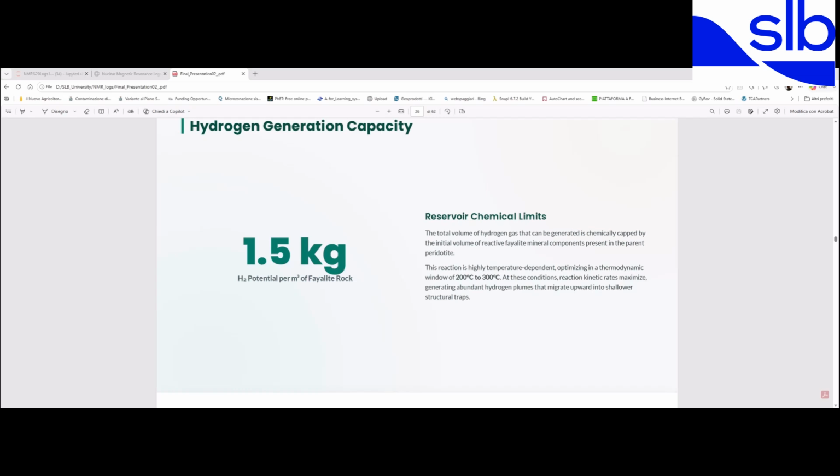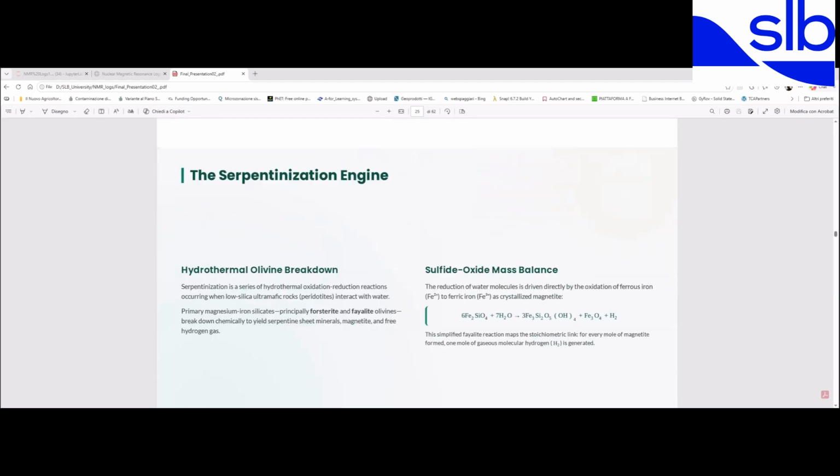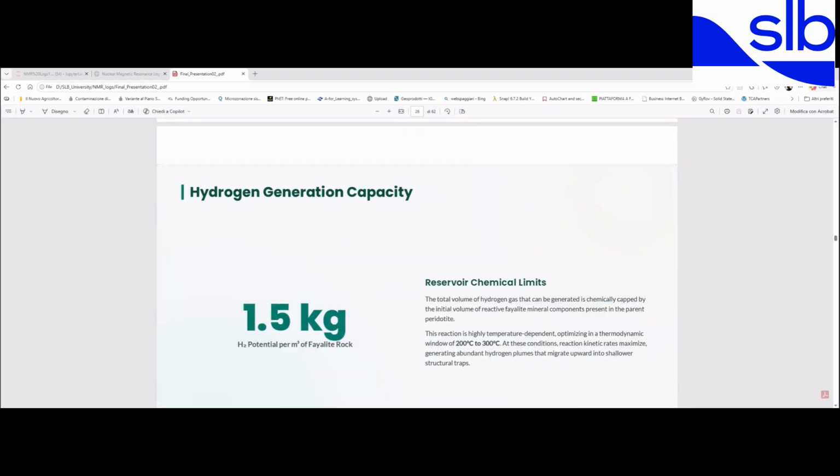Hydrogen generation capacity. How much hydrogen can we generate? So this is another important question. If you have a block of 1 cubic meter of fayalite rock, this is it. From 1 cubic meter of fayalite rock, you can generate 1.5 kilos of hydrogen. So, reservoir chemical limits. The total volume of hydrogen gas that can be generated is chemically capped by the initial volume of the reactive fayalite.